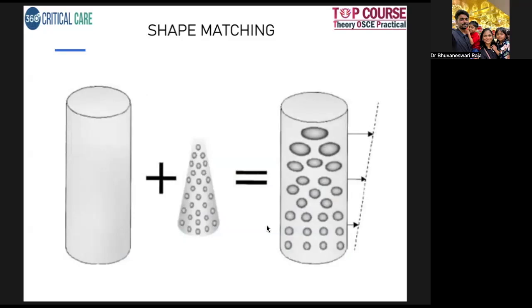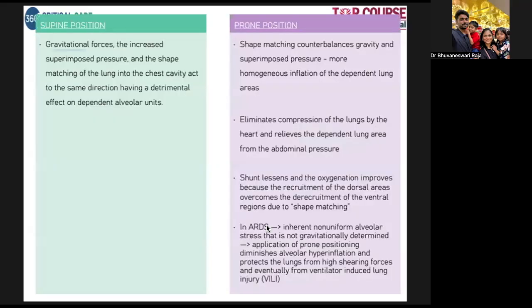So we know that the lung is a conical shaped structure, with the dependent side being bigger than the non-dependent side in the supine position. And the chest wall is a cylindrical shaped structure. Because the two structures have the same volume, the lung must expand its upper regions more than the lower ones, and this results in a greater expansion of the non-dependent alveolar units, or otherwise a lesser expansion of the dependent units.